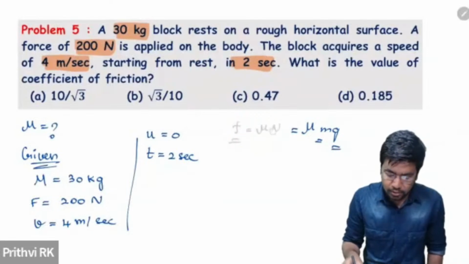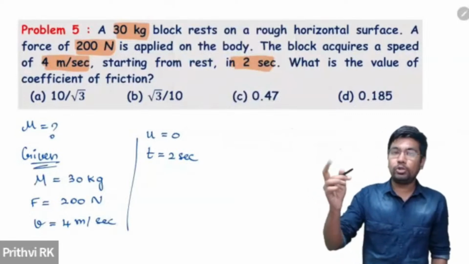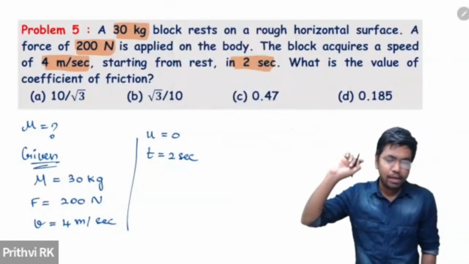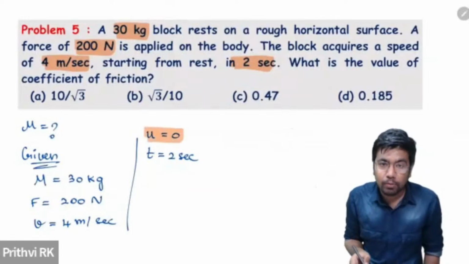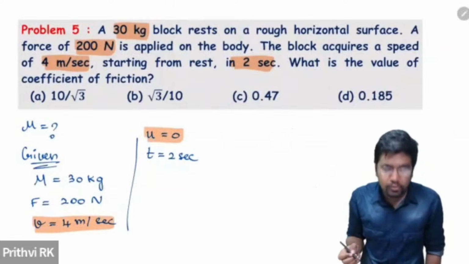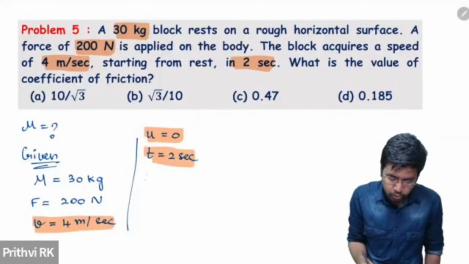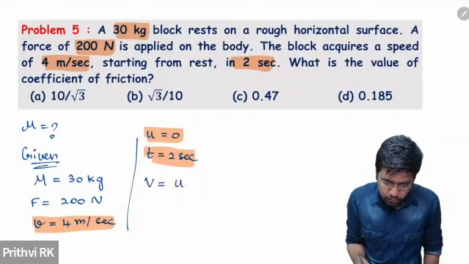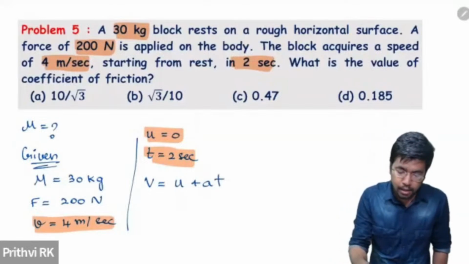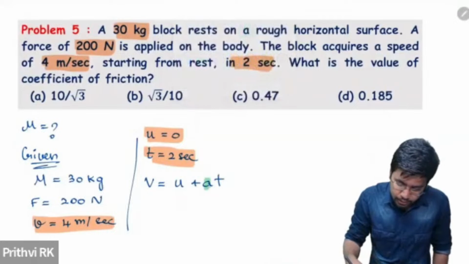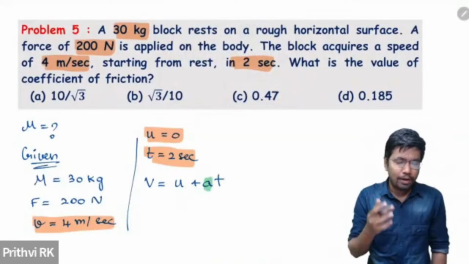So first, we have to use the equations of motion that we learned yesterday. I'm going to look at the values. There is u equal to 0, the final velocity v is 4 meters per second, and there is t. So I'm going to use the formula v is equal to u plus at. By using this formula, I'm going to find the value of a, because the acceleration is not given in the question.